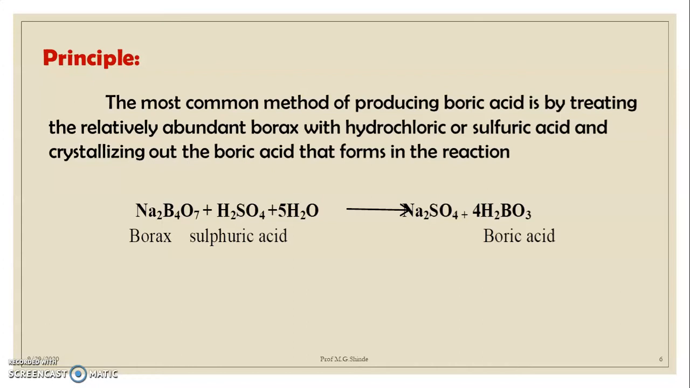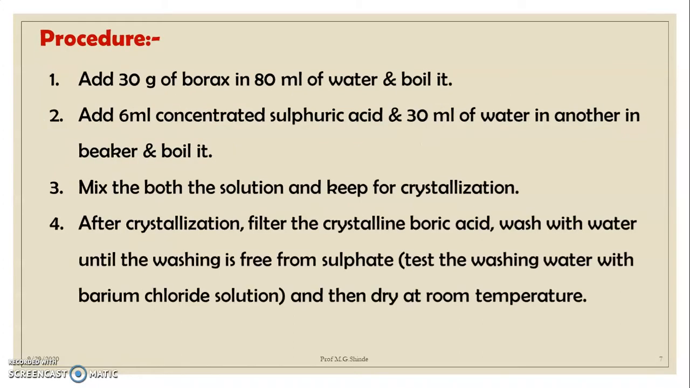Generally, the reaction involved in boric acid preparation is borax, that is Na2B4O7, plus H2SO4 plus 5 water molecules, that will give sodium sulfate and boric acid. So the procedure for today's practical: very first of all, we have to weigh 30 gram of borax in 80 ml of water and boil it. So we can take a proportionate quantity of borax.